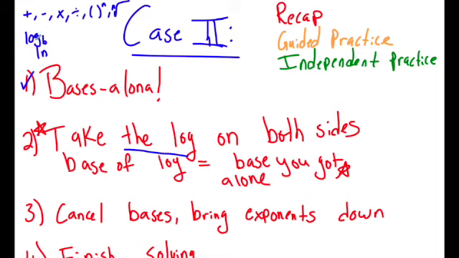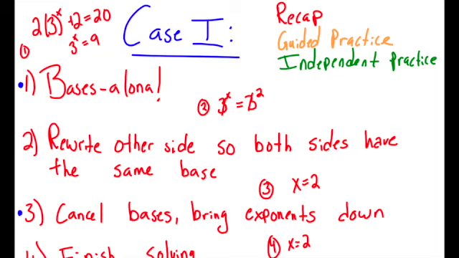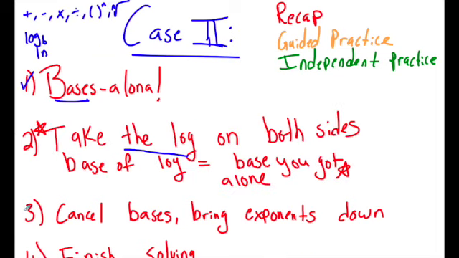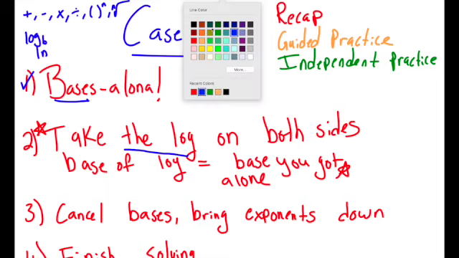So the goal is you take the log on both sides, and the base of the log, you intentionally choose to be whatever base you got alone, because that will mean that the base of the log and the base of the expression cancel out and the exponent comes down. So it achieves what step two was supposed to achieve in case one. It leads to the bases canceling and then we finish solving. Now this one's more complicated and that's where we're going to spend a little bit of time practicing it, but it is something that we want to work at and work towards a mastery of.